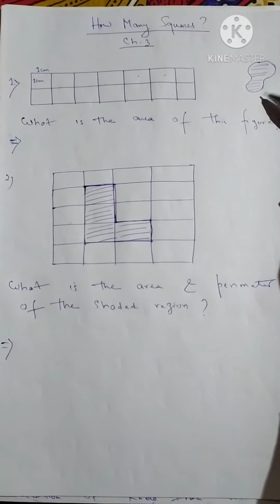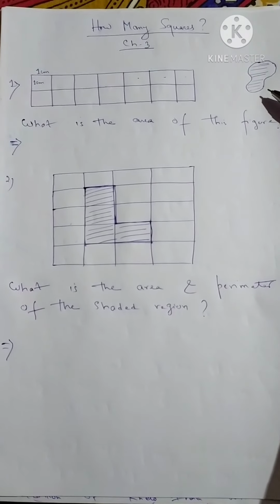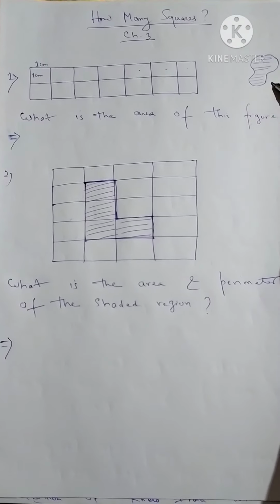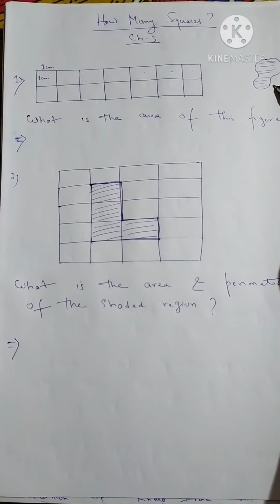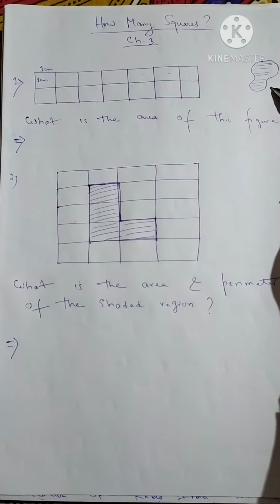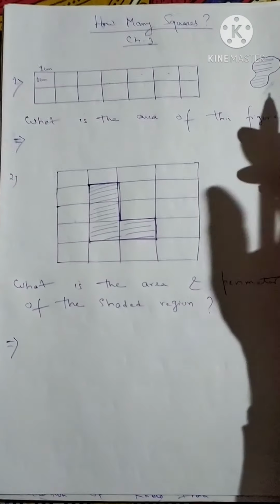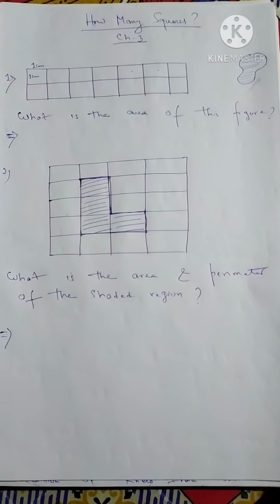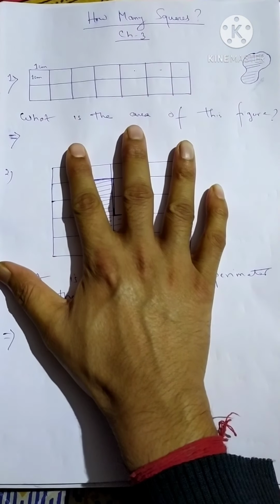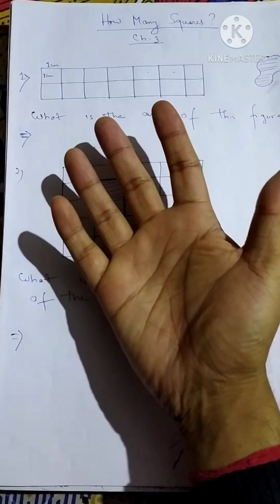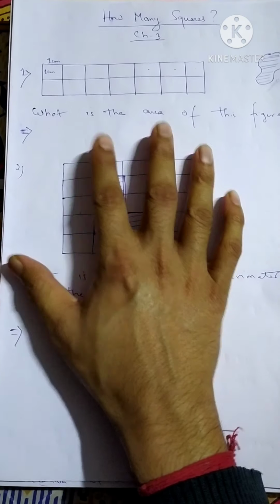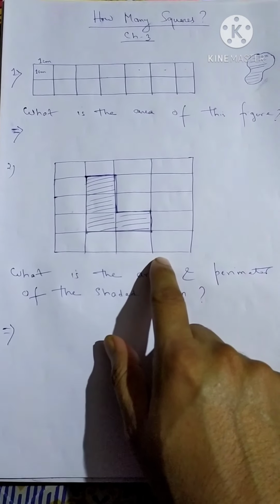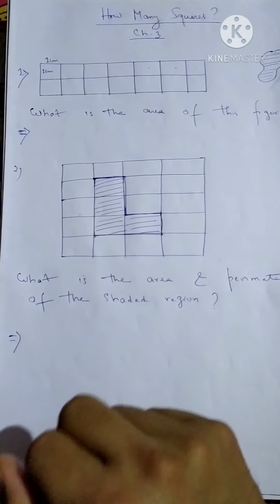So this is the speciality of this chapter. By using a graph paper, you can find out the area of any irregular figure. Again, I am telling what is an irregular figure: a figure which does not have a definite shape. For example, you can say a leaf is an irregular figure. Our hand, if I put my hand like this, it is an irregular figure. It is neither a square nor a rectangle nor a circle. So this type of area you have to find out using graph paper. So this is basically the introduction.